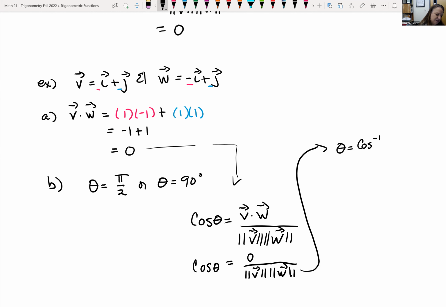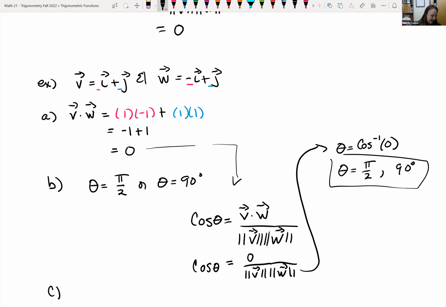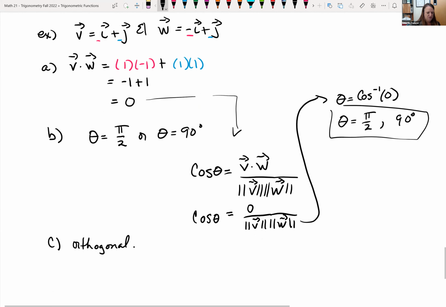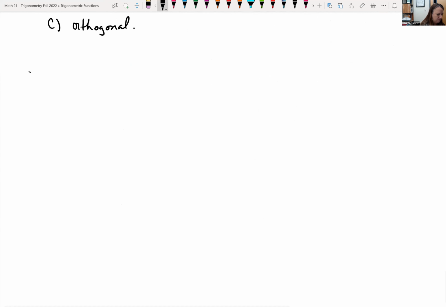So we have cosine inverse of zero. What gives us back zero, we just talked about, was pi halves or 90 degrees. And question C asks, is this vector parallel or orthogonal, or neither, because it could be neither? It's orthogonal. So let's look at another one of those, and then we can move on.